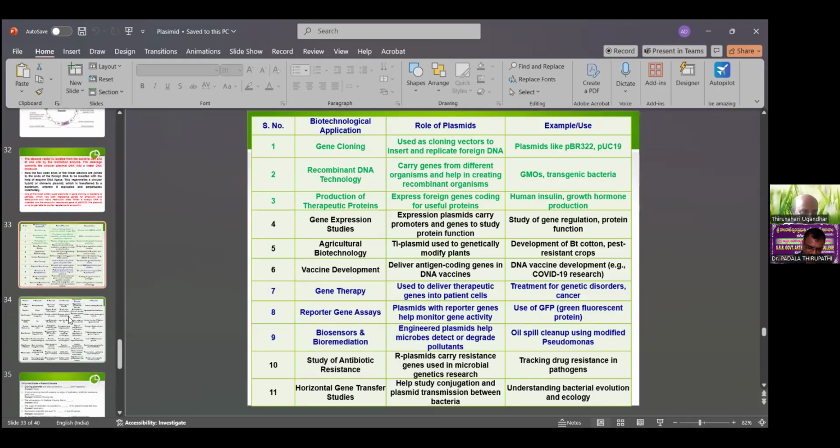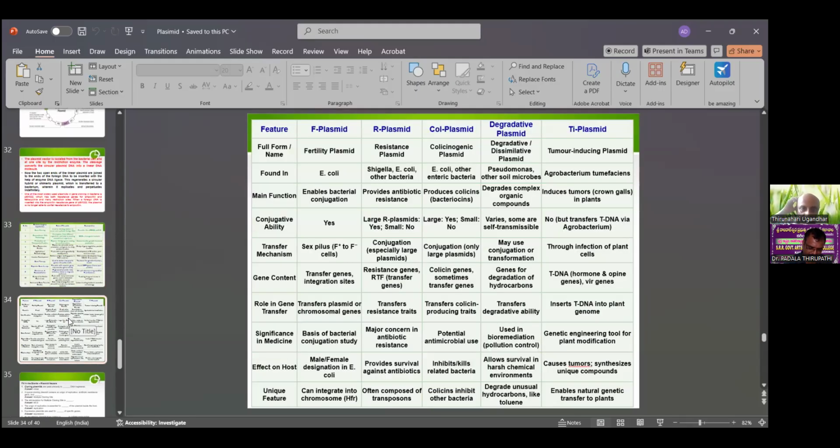This is also the last one. What is the differentiation of the plasmids? What are the character features of the plasmids? How many features are there? Major 10 features: F plasmid, R plasmid, Col plasmid, degradative plasmids, and Ti plasmids. So five plasmids are differentiated here. Then also virulence plasmids. Colicinogenic plasmid and degradative plasmid too are found in E. coli, Pseudomonas, and Agrobacterium bacteria.